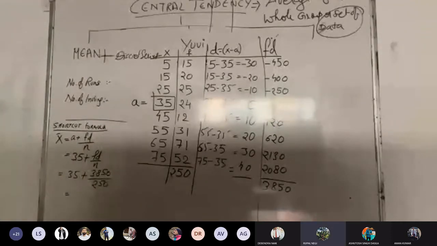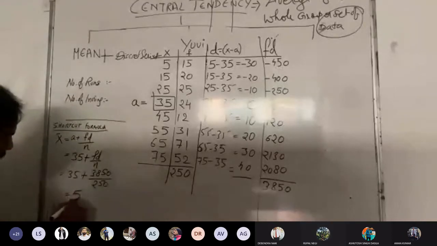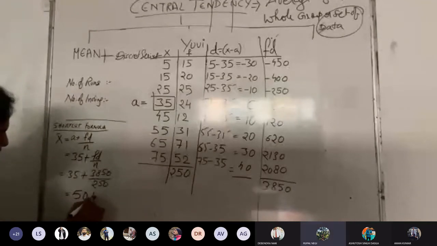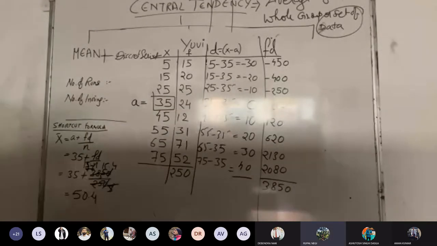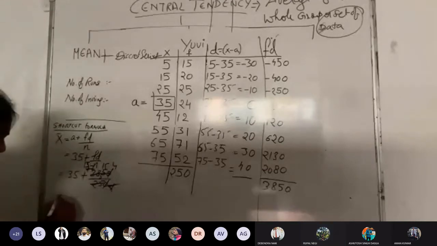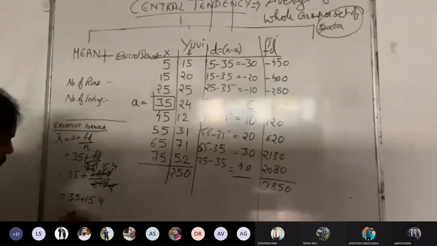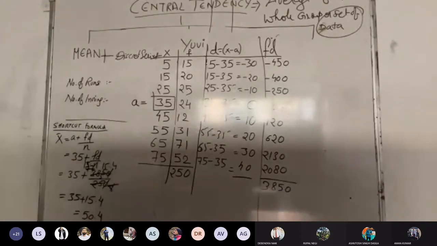Sir, 50.4. It is 35 plus 15.4, equal to 50.4. Is it okay? Yes, sir. Did the result change? No, sir.